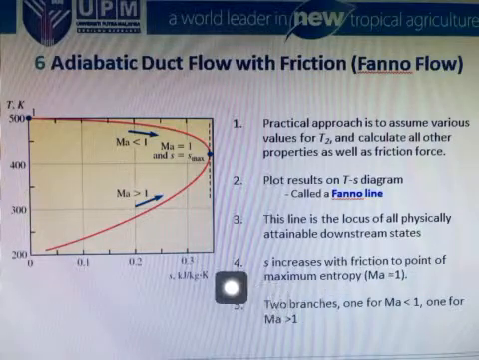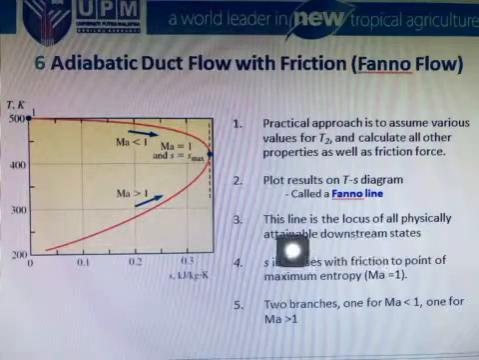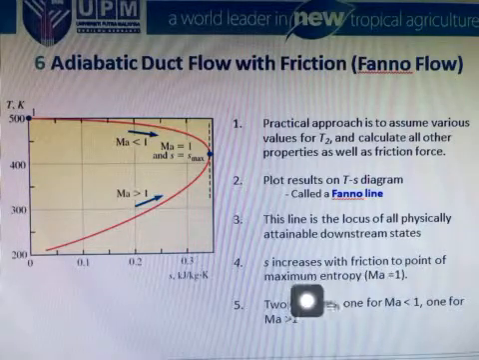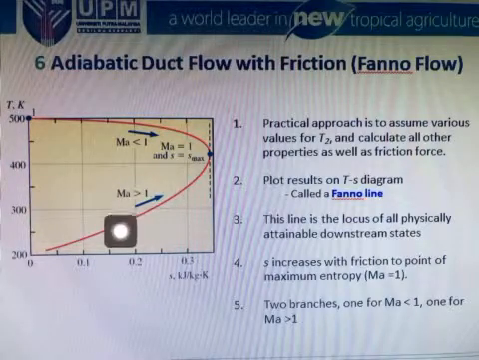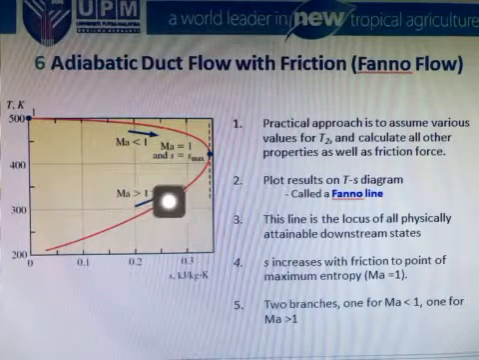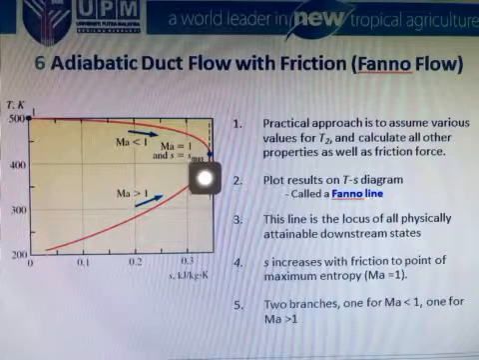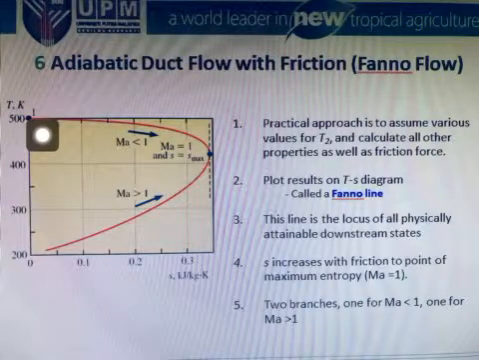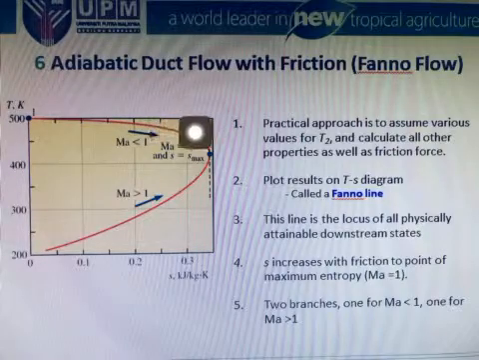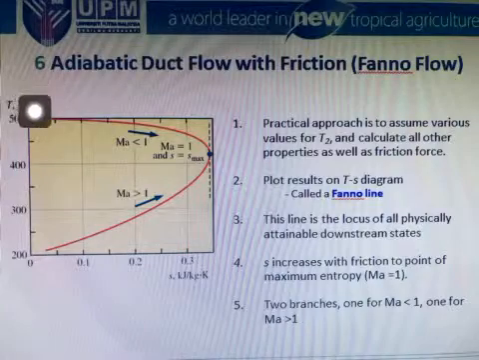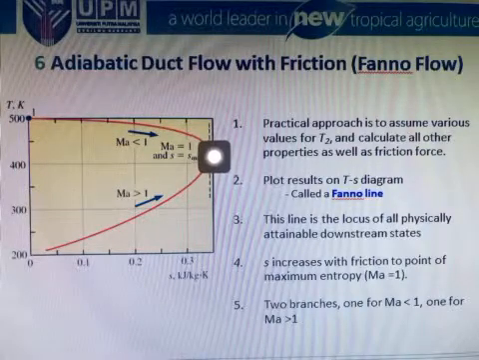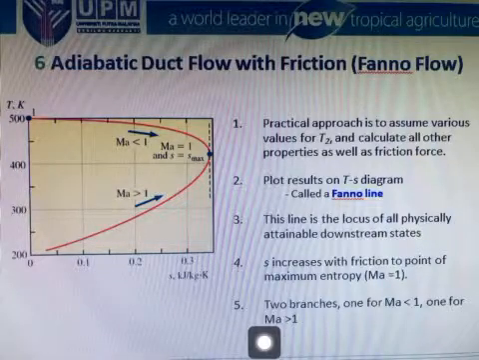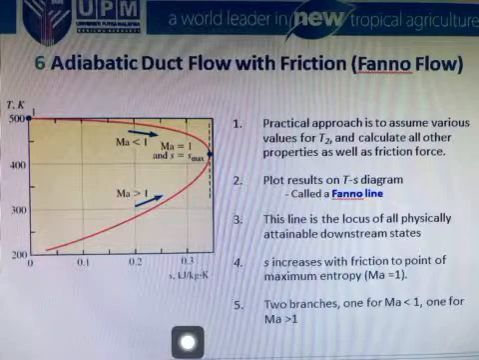So this line is the locus of all physically attainable downstream states. So if there's no heating, we can consider it applicable for any downstream state. Entropy increases with friction to the point of maximum entropy. So when the Mach number is decreasing from supersonic, actually the friction is increasing. It works the other way around. When subsonic speed is increasing and reaching Mach number equal to 1, the friction will increase, and finally it will reach the maximum entropy where Mach number is equal to 1. So we have two branches only, 1 and 2.